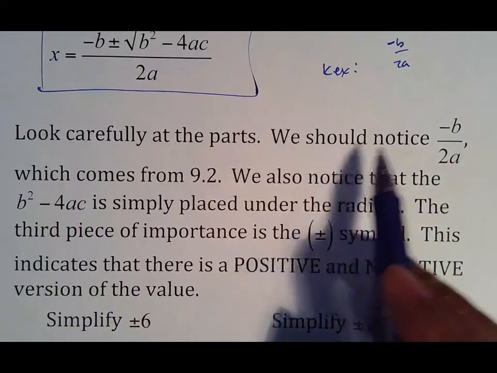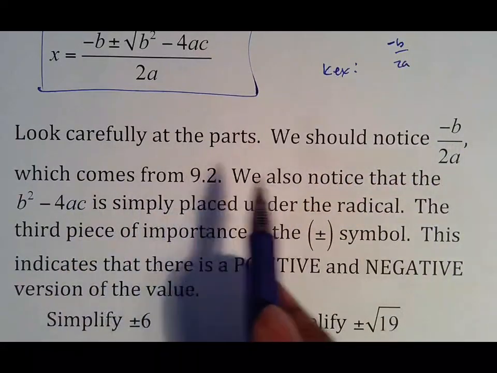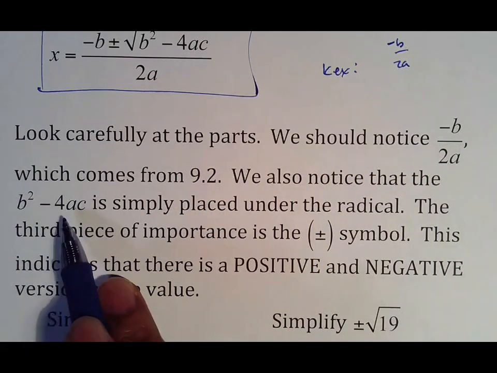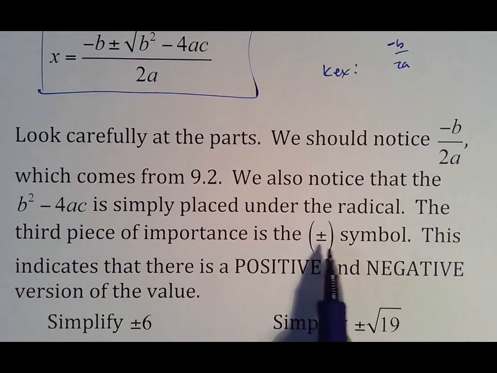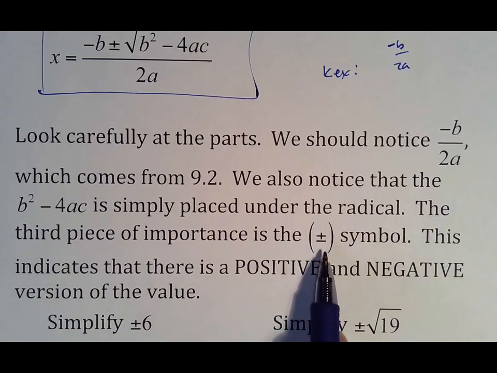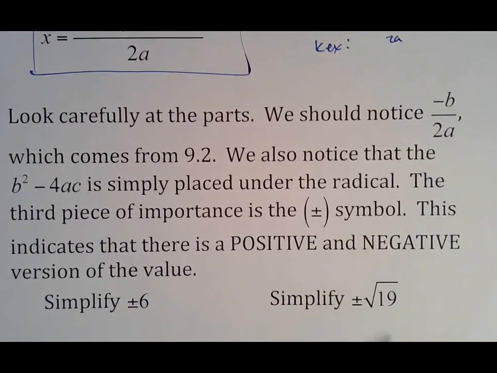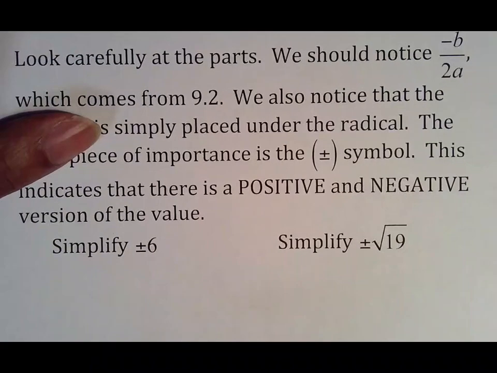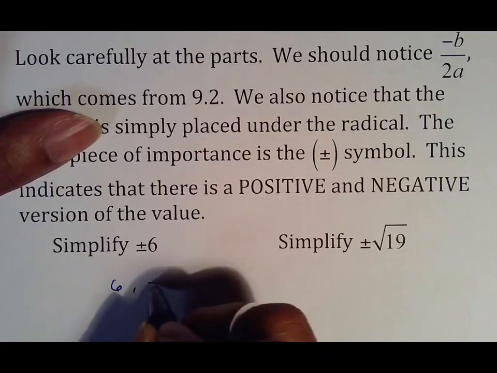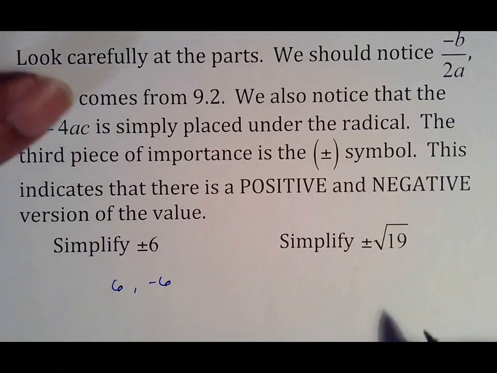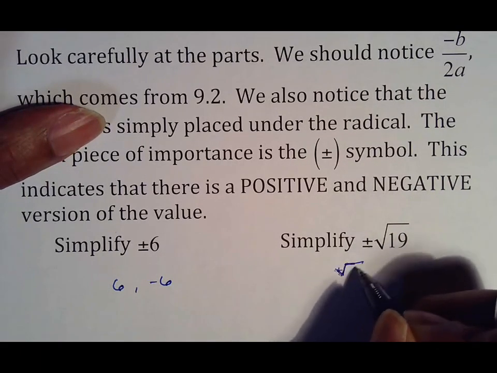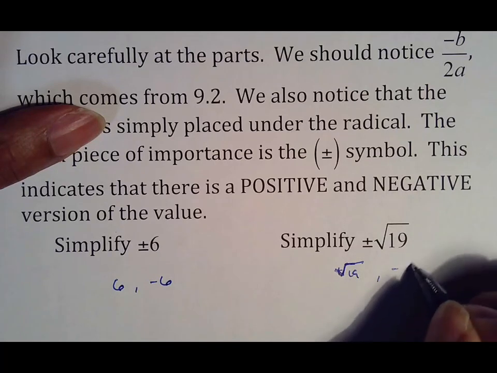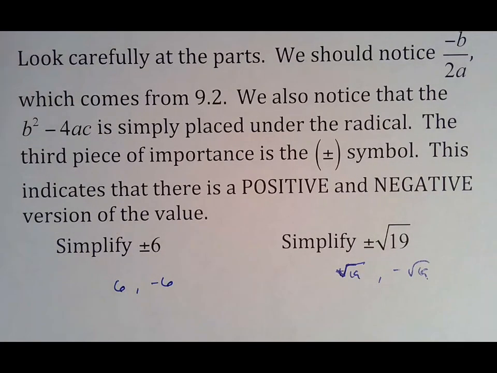So again, look carefully. We should notice negative b over 2a comes from 9.2. We should also notice that this is just placed under the radical. The third piece again is a plus or minus symbol, which just means add and subtract. It means two different numbers. So if you were simplifying plus or minus 6, it would be 6 and negative 6. If you were simplifying plus or minus square root of 19, it'd be square root 19 and negative square root 19. That's what plus or minus means. It just means there's two different numbers combined into one.